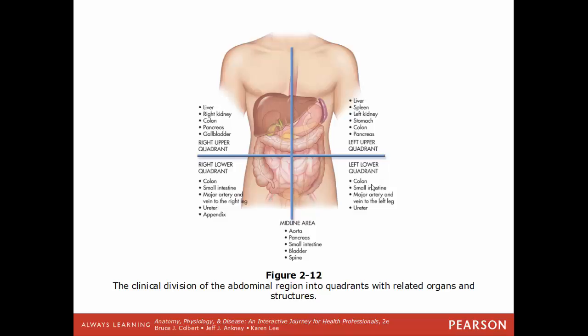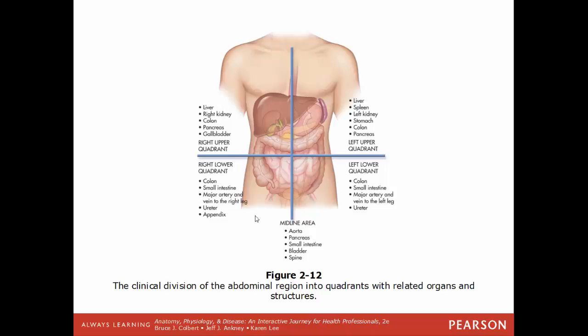And the left lower quadrant, parts of the colon, small intestine, the major arteries and veins going to the left leg, and also the ureter. And the areas toward the middle line, where these quadrants intersect, aorta, pancreas, small intestine, bladder, and of course spine.